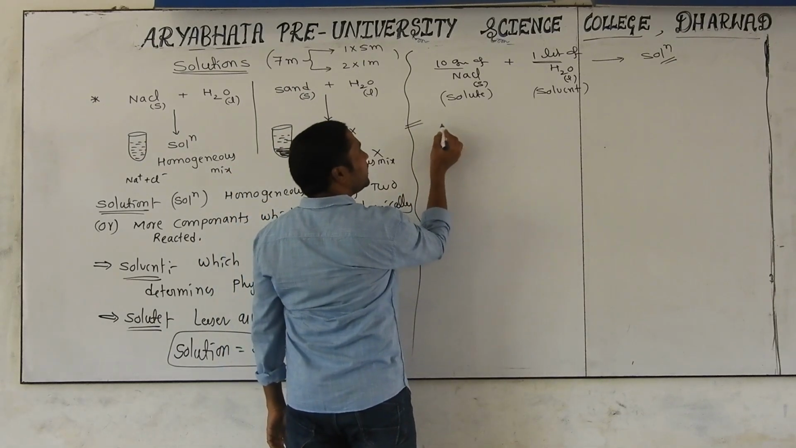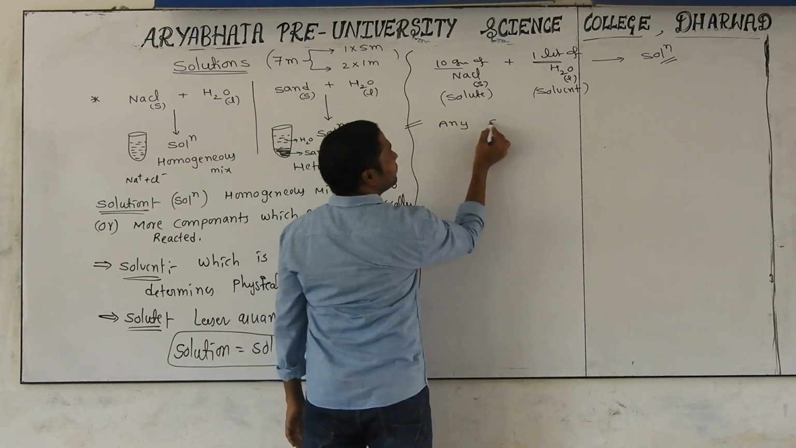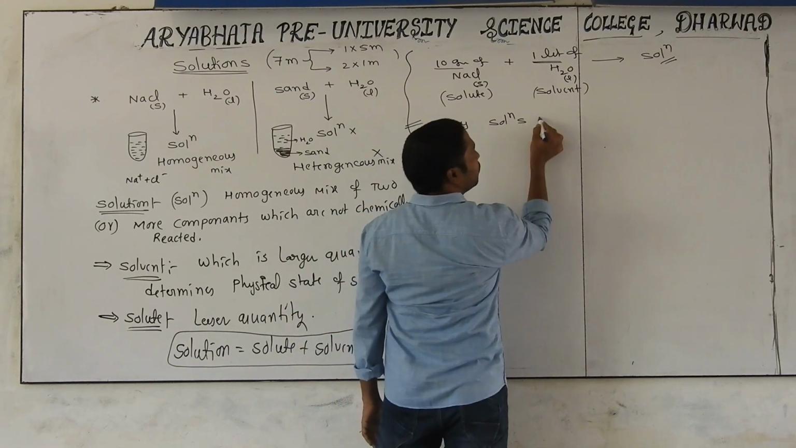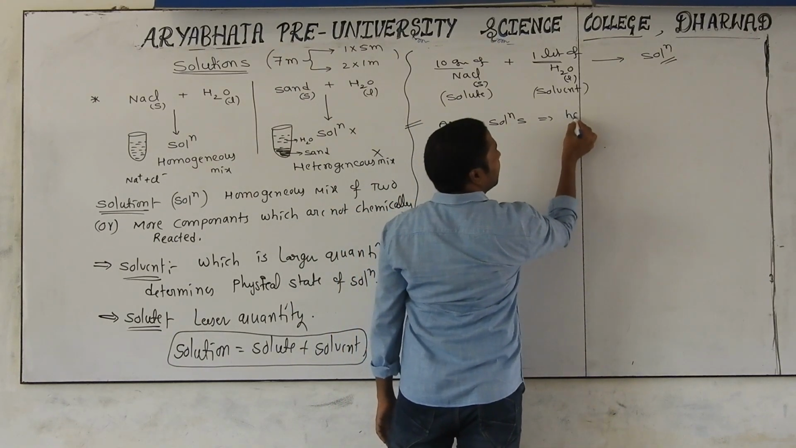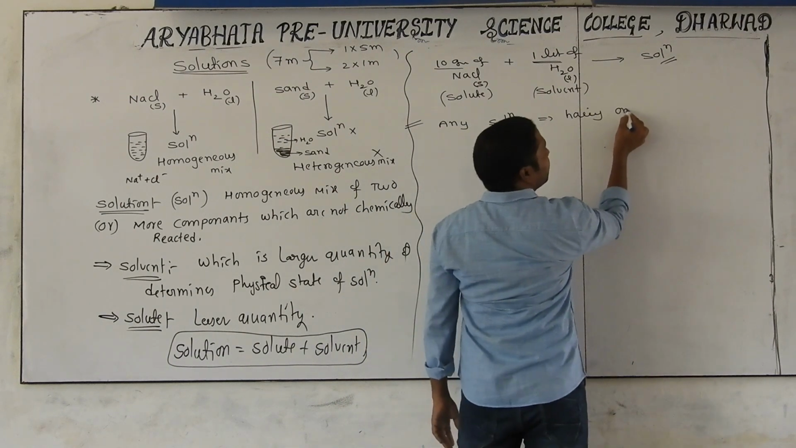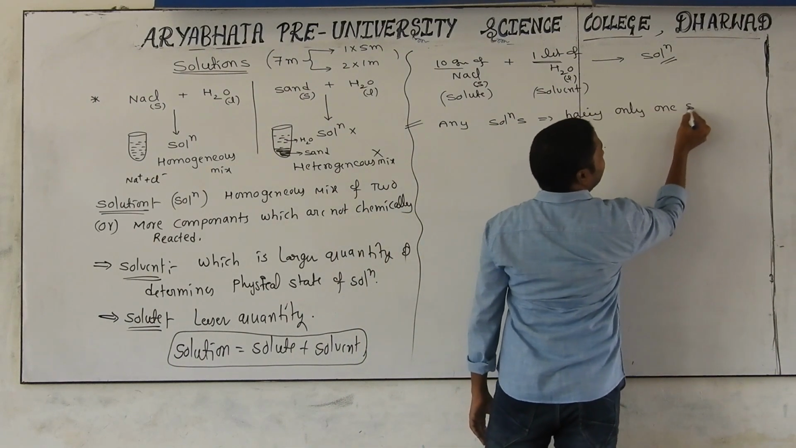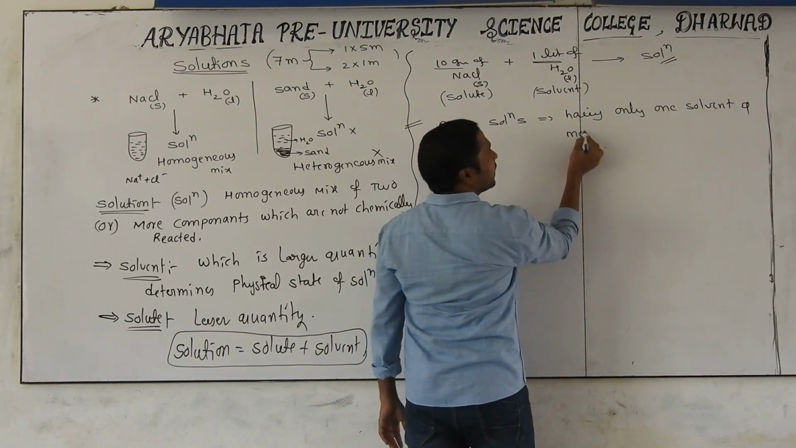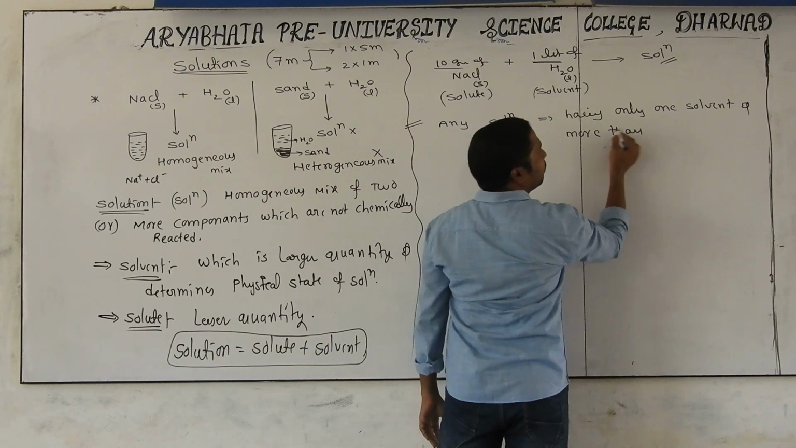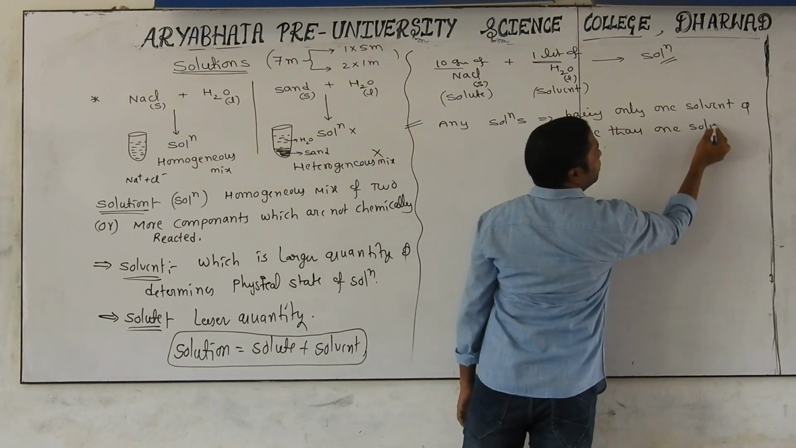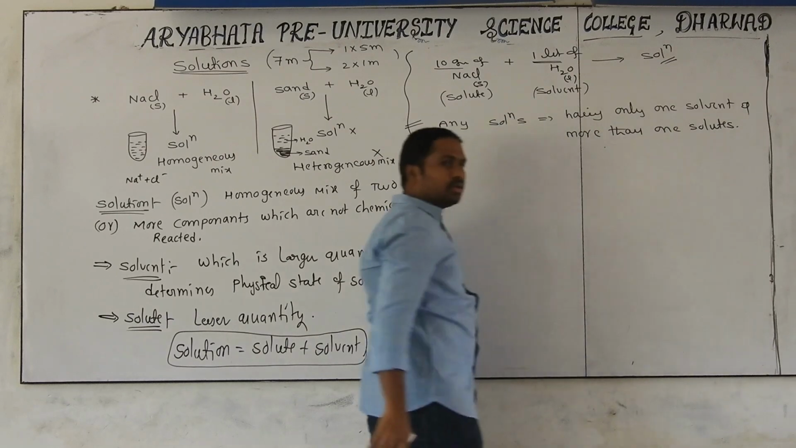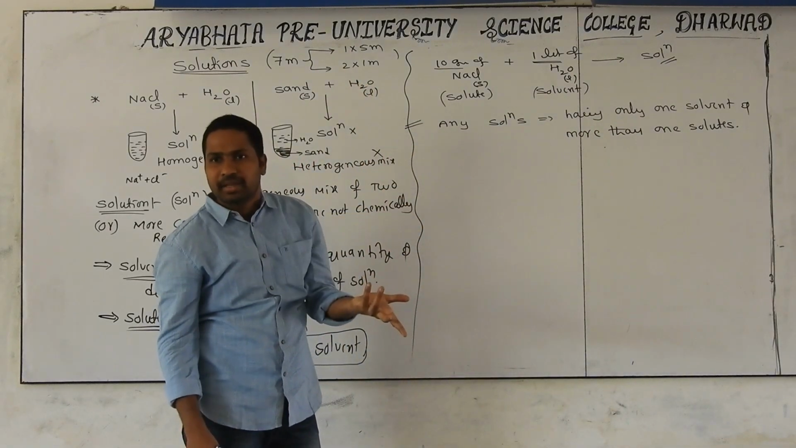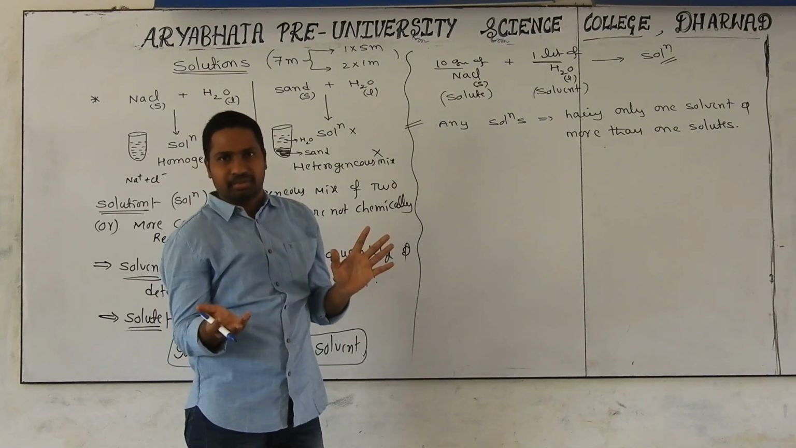If you take any solution or all solutions, any solution should have only one solvent. Only one solvent, but may have more than one solute particles. Means what type of solution you can take? Containing only one solvent, the solute particles may be 2 or 3, like that it will go on.